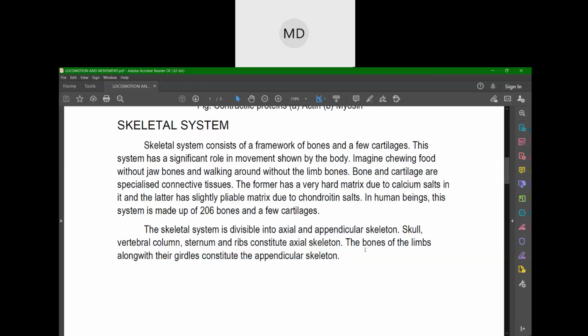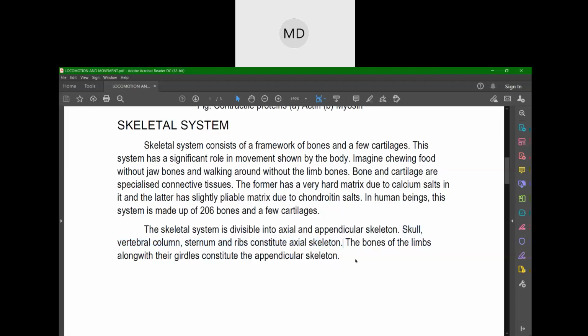So, the axial skeleton will consist of the skull and vertebral column. Skull means, all of you know, the head region, right? Vertebral column is the backbone. Then the sternum, ribs, rib cage, no? So all those are included in the axial skeleton.